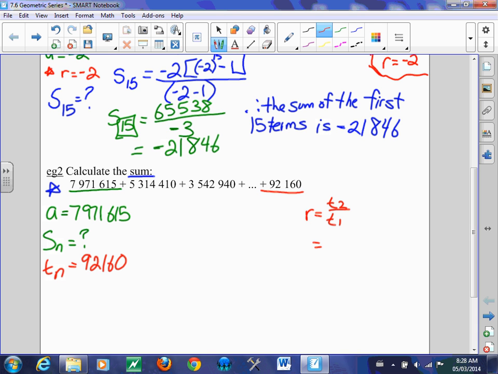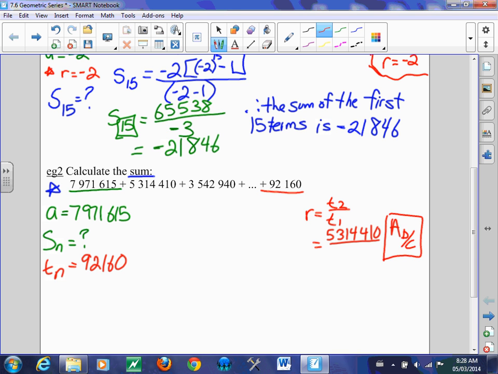Okay, so let's plug it in and use the fraction button on your calculator. So I'm going to say for T2, that's 5,314,410. Fraction button, and your fraction button should look like A, B over C, right? Let me make that bigger, sorry, for those people who can hardly see. So use your fraction button. So A, B over C.